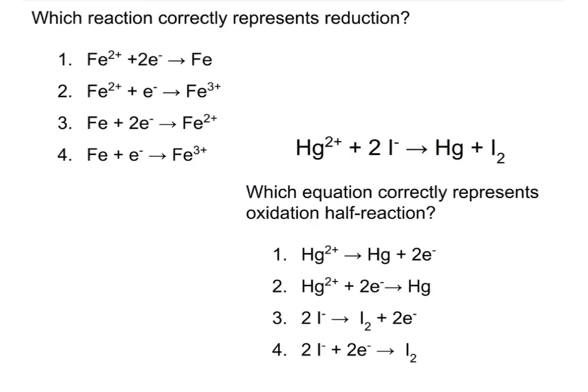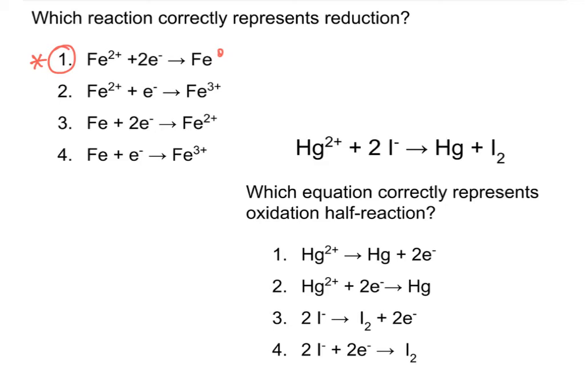Let's look at some examples of questions about half-reactions. Here's the first one. Which reaction correctly represents reduction? And answer number one is a good one because we have iron with the charge +2 that accepts a couple of electrons and it is reduced to an iron with oxidation state of 0. It is an element. It is atoms of iron.